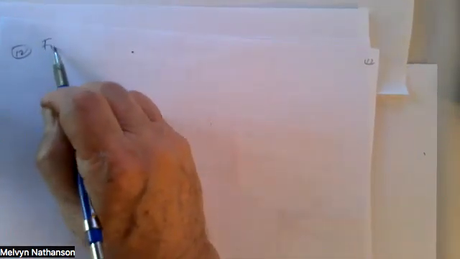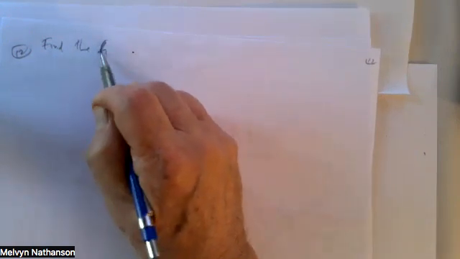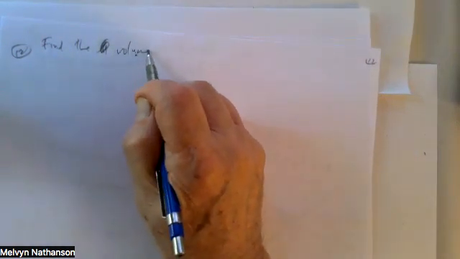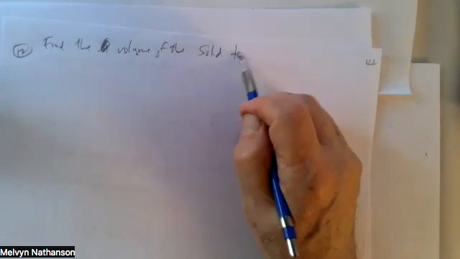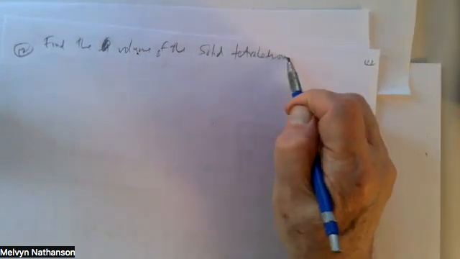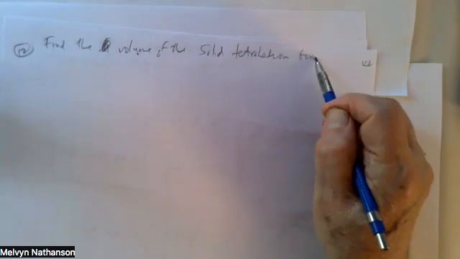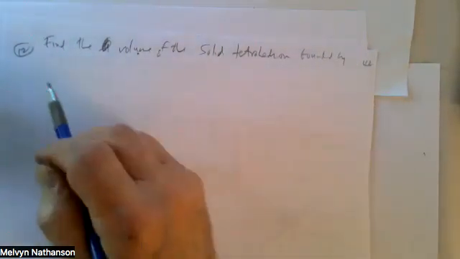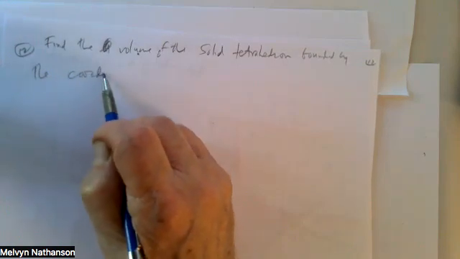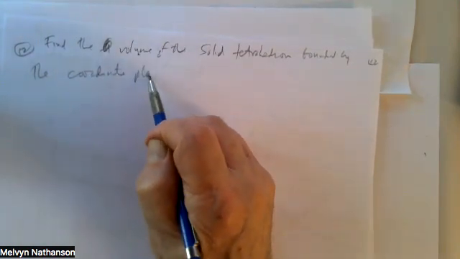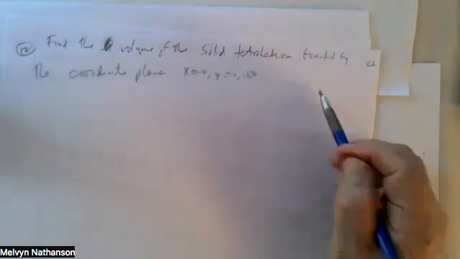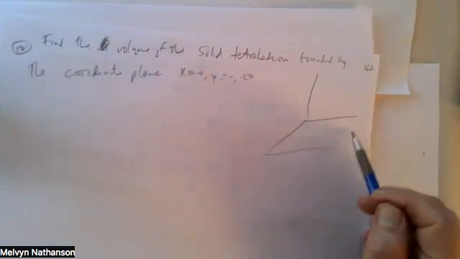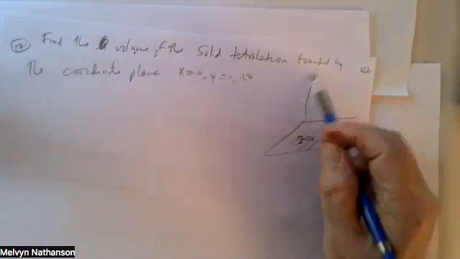Find the volume of the solid tetrahedron bounded by the coordinate planes x equals 0, y equals 0, z equals 0. So in 3-space, the xy plane is the coordinate plane with z equals 0.